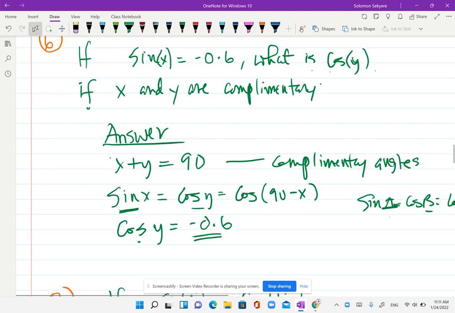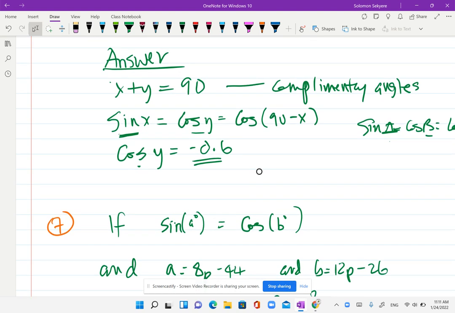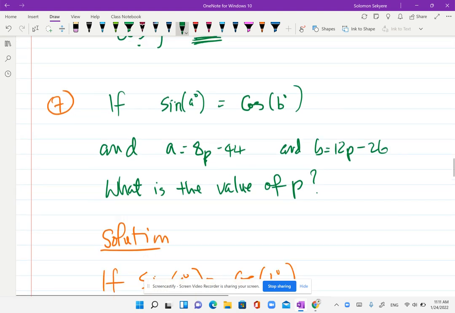So what is the question here? How long will it take you? One second. They say sine is 0.6, so it's the same value. Okay.